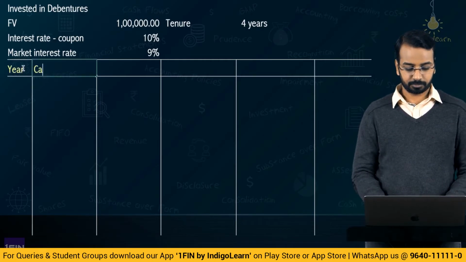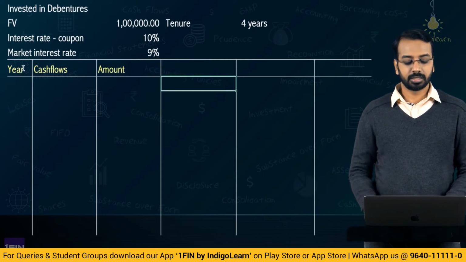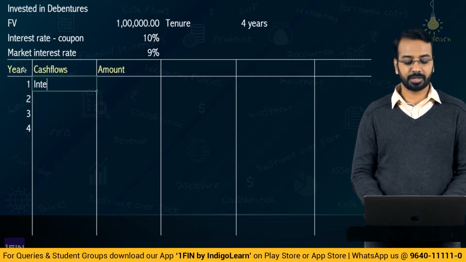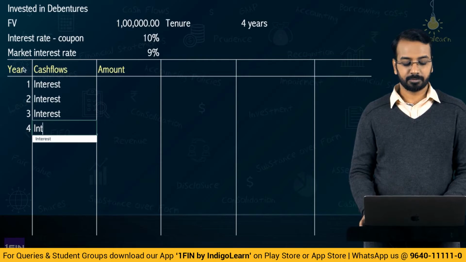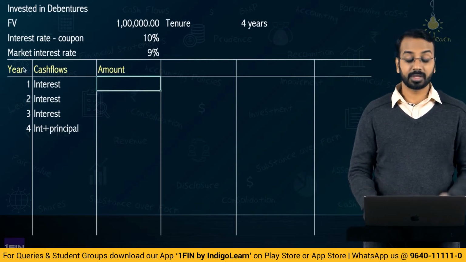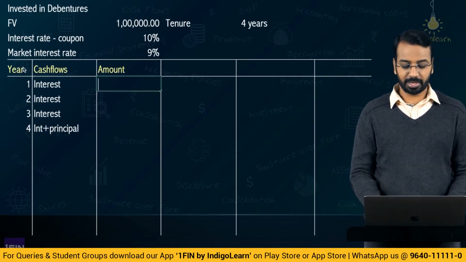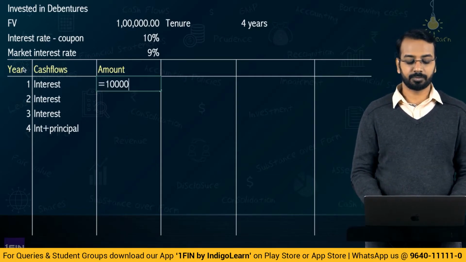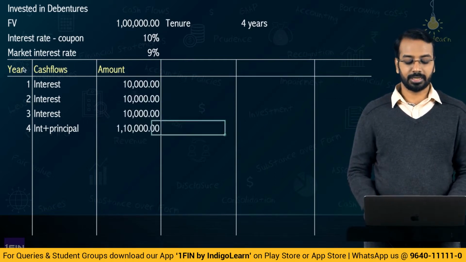Here, cash flow amount. So, year 1, 2, 3, 4, cash flow is of interest, here it is interest plus principal, right? What is the cash flow? 1 lakh, what is the cash flow? 10% on 1 lakh, that is what you will get. So, that will be 10,000, 10,000 here, 10,000 here, and here you will get 1 lakh, 10,000.